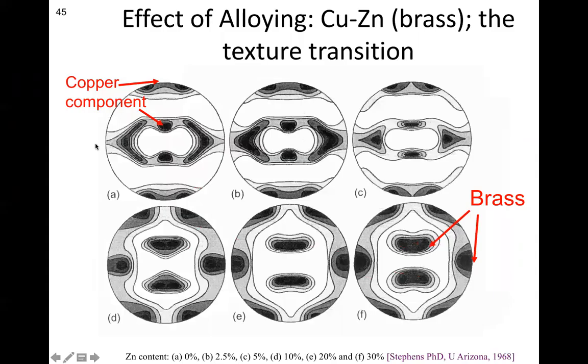Composition, the alloying, right? This is a really important idea that the alloy, the composition greatly affects the texture. So here we take copper and we add zinc to it to make brass. As we go from 0%, we have a typical FCC rolling texture. By the time we're at 30%, we have a very different texture that develops. Brass gives you very different microstructures under rolling than pure copper does. And it's a smooth transition from one to the other as we change the properties of our metal.